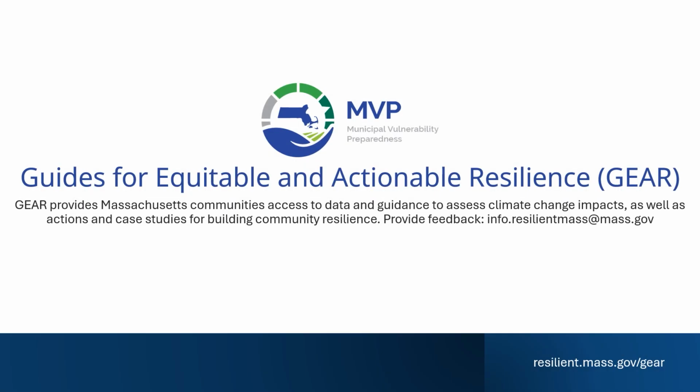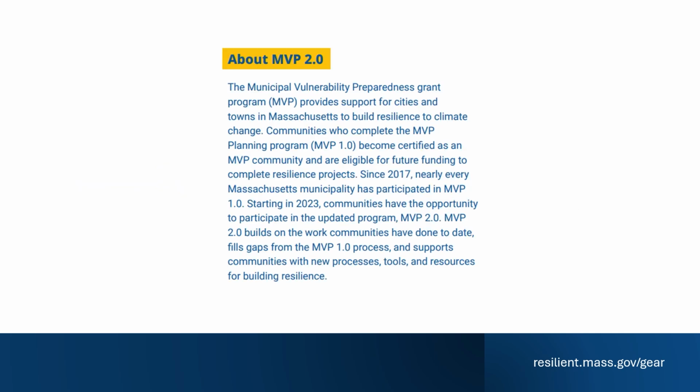This video is an introduction to using the Guides for Equitable and Actionable Resilience tool, also known as GEAR. GEAR was developed to support the Massachusetts Municipal Vulnerability Preparedness 2.0 grant program. Throughout the MVP 2.0 planning process, you'll reference GEAR many times. It is meant to help develop actionable steps towards community resilience.